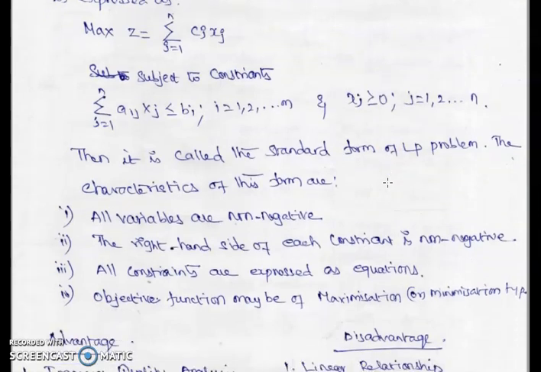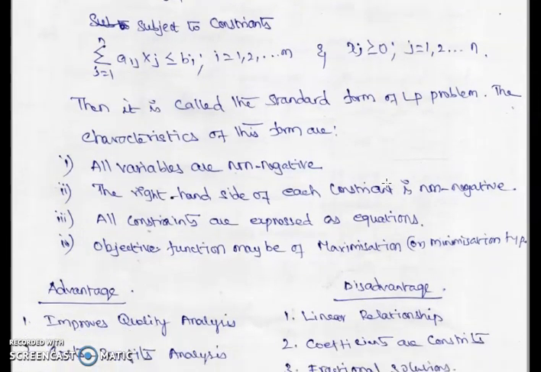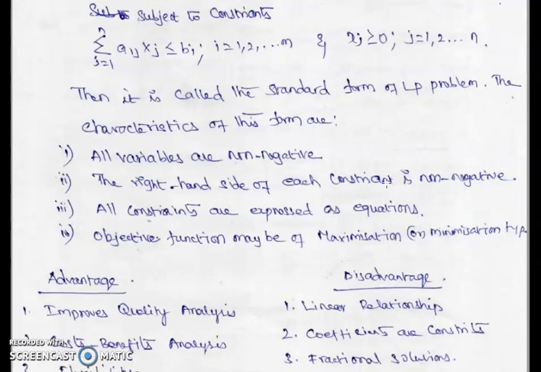The characteristics of this form are: first, all the variables are non-negative. In standard form, all the variables should be non-negative. Second, the right hand side of each constraint is non-negative. The right hand side values should be positive; the left hand side can be negative, that is not a problem. Third, all the constraints are expressed as equations. In the objective function, it may be either a maximization or a minimization problem in LPP.